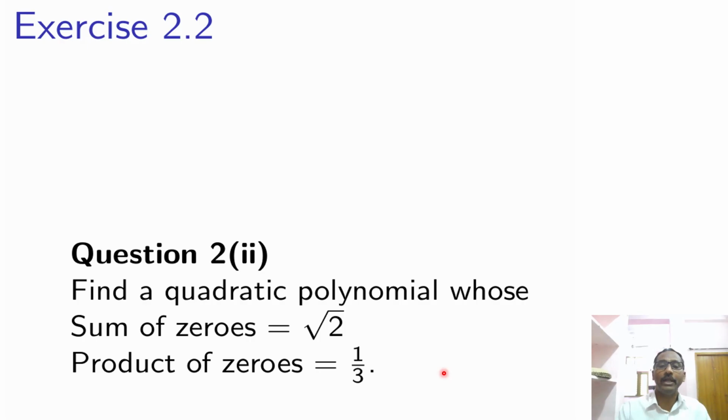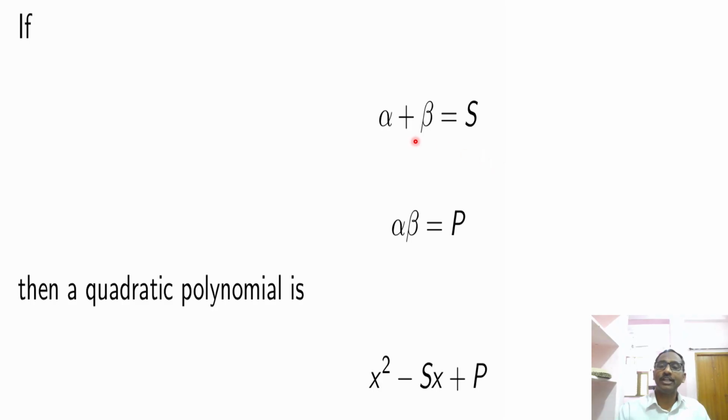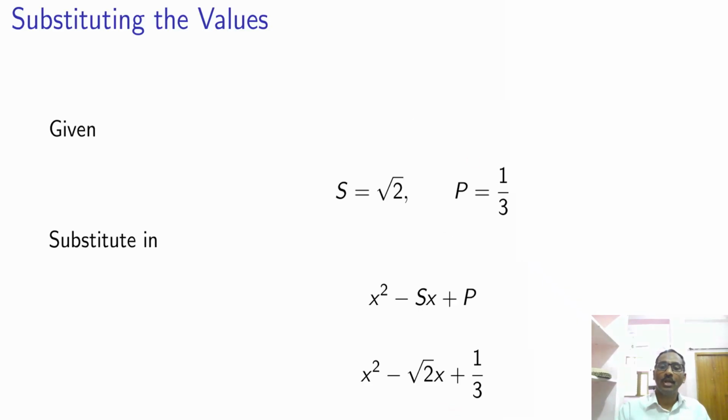x square minus root 2x plus 1 by 3. So we are getting the same thing. You can see alpha plus beta equals S, alpha beta equals P, x square minus sx plus P. This is the formula. So S is root 2, P is 1 by 3, so x square minus sx plus P is x square minus root 2x plus 1 by 3.